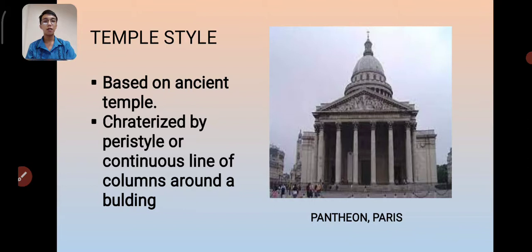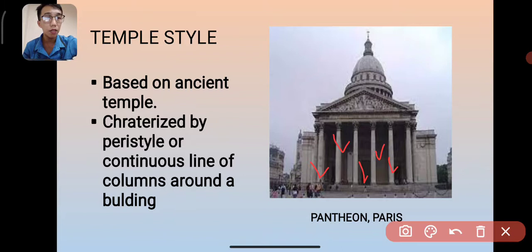In temple style, based on Greek temples, characterized by a peristyle, a continuous line of columns around the building. As you can see, napalibutan daw siya ng columns. If you know the columns class, yan yung parang haligi. 1, 2, 3, 4, 5, 6, pero madami pa sa gilid niya. Napalibutan siya ng mga columns.